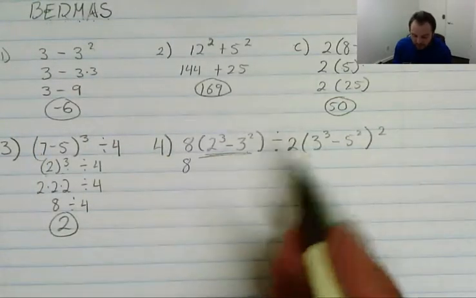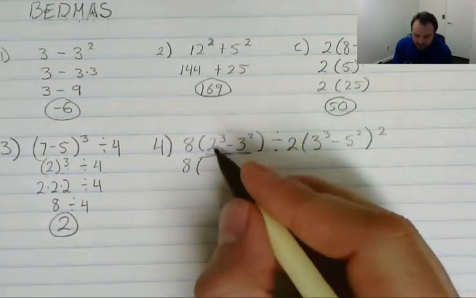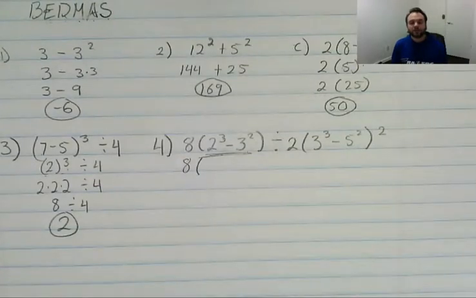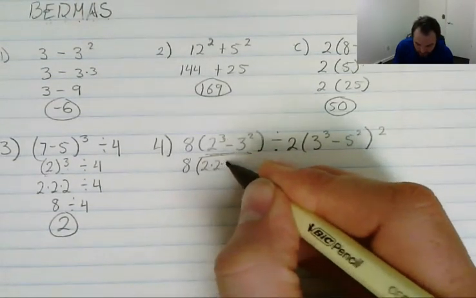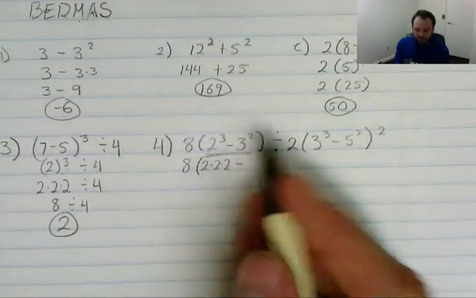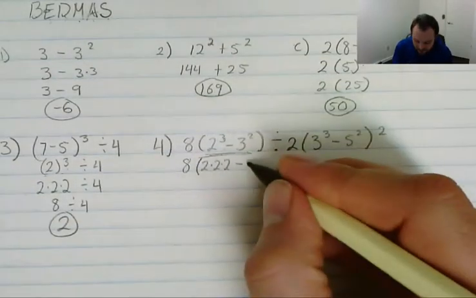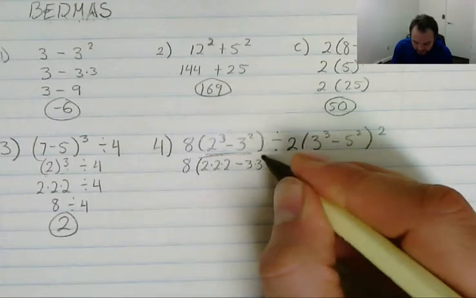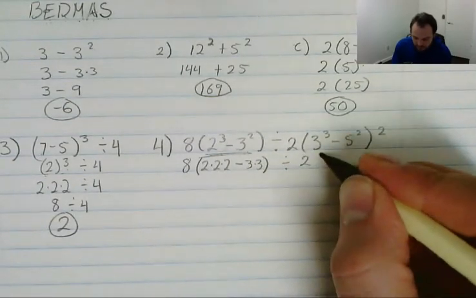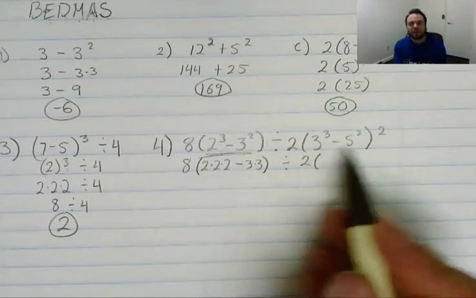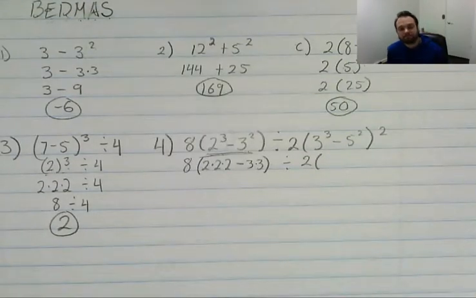So I must do the exponents first. So in this case, I'm going to have 2 to the power of 3. 2 to the power of 3 is the same thing as 2 times 2 times 2. Now we're going to have 3 squared, which is the same as 3 times 3. Okay? Now all of this is going to be divided by 2. And I'm going to look at this brackets here now and expand out this brackets.